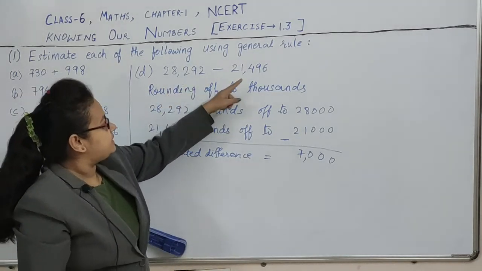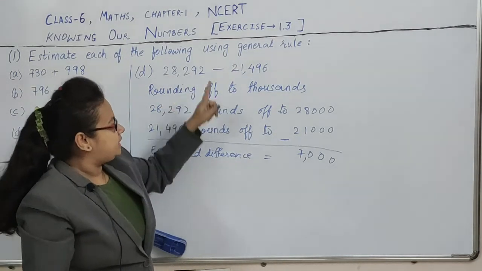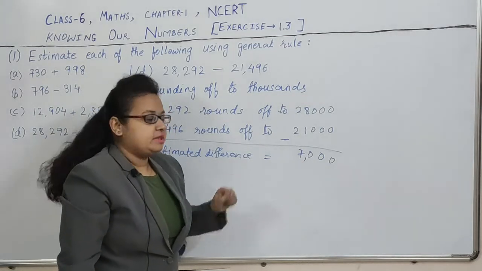So we have estimated this using the general rule and we got the answer 7,000.